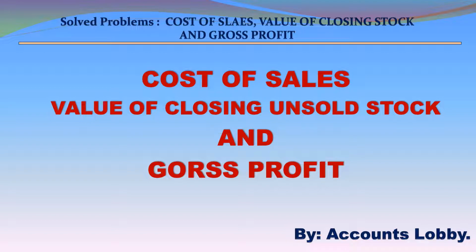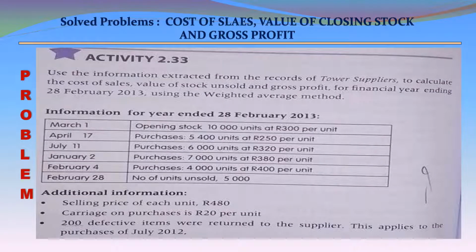Solved problems. Cost of sales, value of closing unsold stock, and gross profit. Problem. Use the information extracted from the records of Tower Suppliers to calculate the cost of sales, value of stock unsold, and gross profit for the financial year ending 28th February 2013 using the weighted average method.